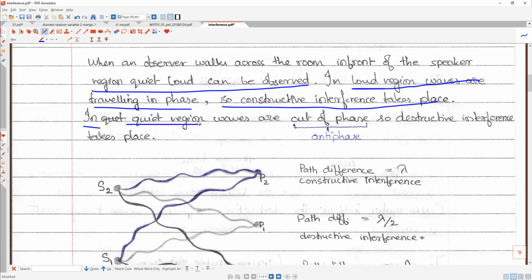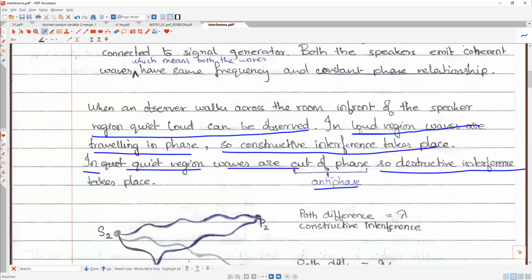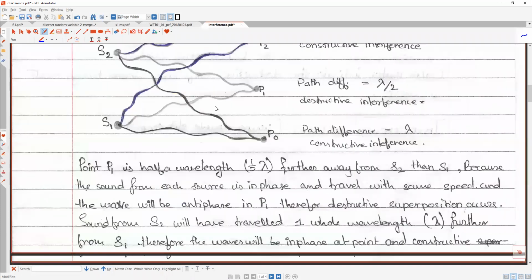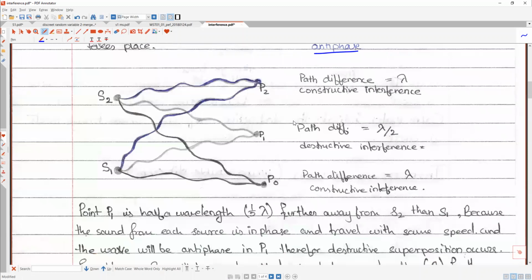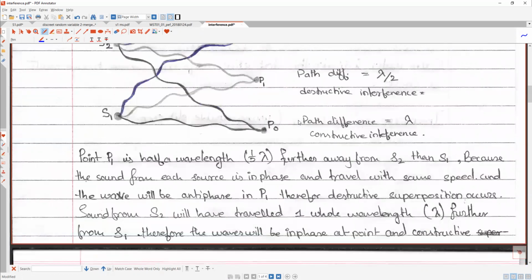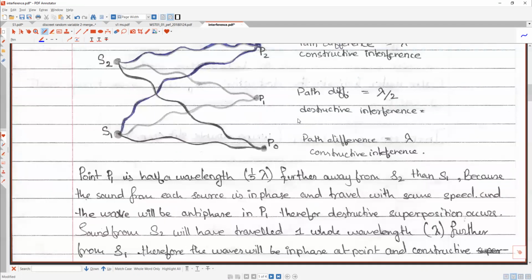In the quiet region, waves are in anti-phase. Don't write out of phase from now on. So destructive interference. Now, this particular thing you can ignore. I will still explain a bit of it, but you don't have to learn the whole thing.